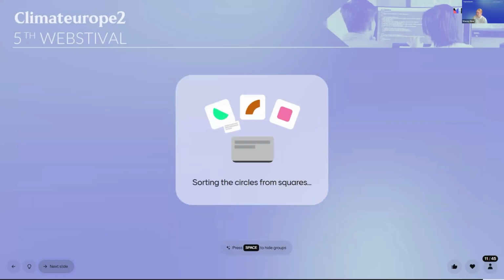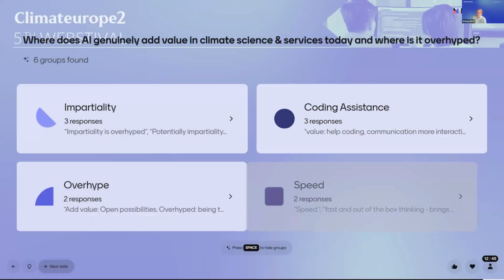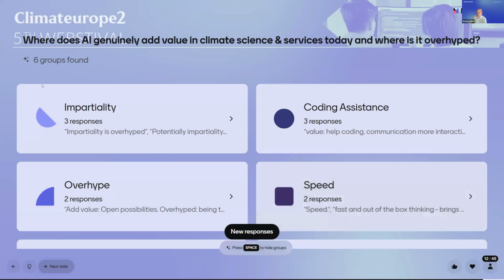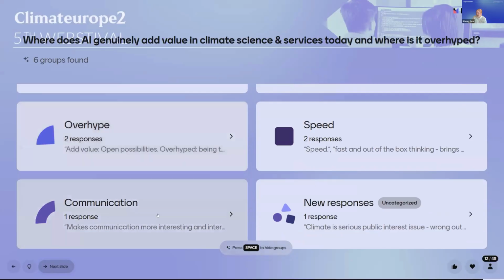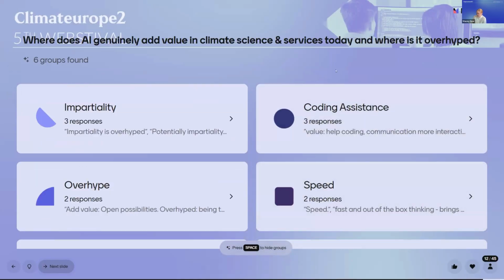Cool. I'm just going to start grouping these together. So we've got some themes. Cool, there we go. So we've got impartiality, coding assistance, speed, communication, and then we've got some coming in that are uncategorized. So we can share these with you after, but because we're running out of time, I'm just going to move on. But yeah, thank you for those.